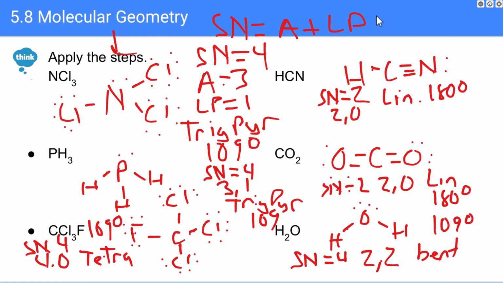Okay? So again, drawing the Lewis dot structure is hugely important when going through and determining the geometry of these molecules because everything has to be bonded correctly and you have to have the correct number of lone pairs in order to ensure that you've gone through and done all of this correctly.